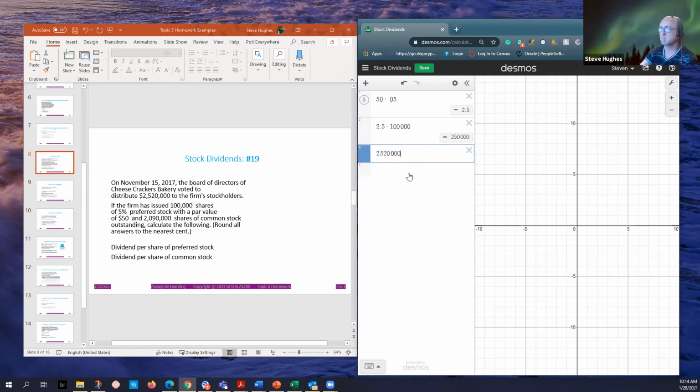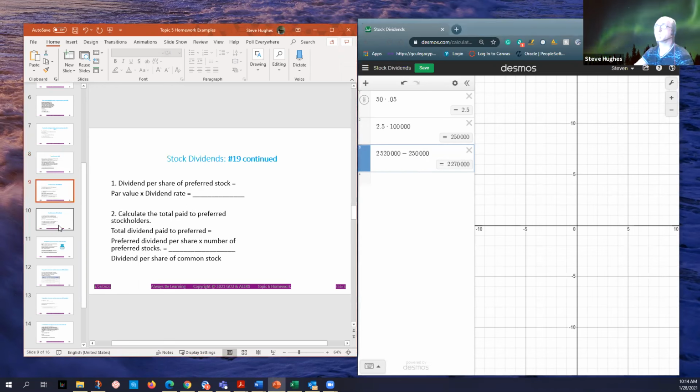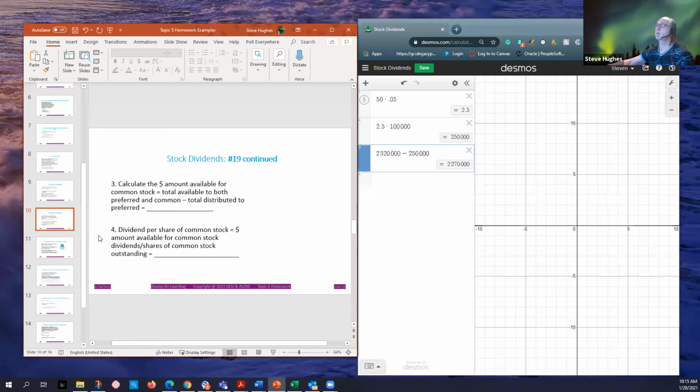2,520,000 minus 250,000 to preferred leaves us with 2,270,000. So right here, we want to write in this number we just calculated. That is 2,270,000. This is the amount available to the common stockholder.